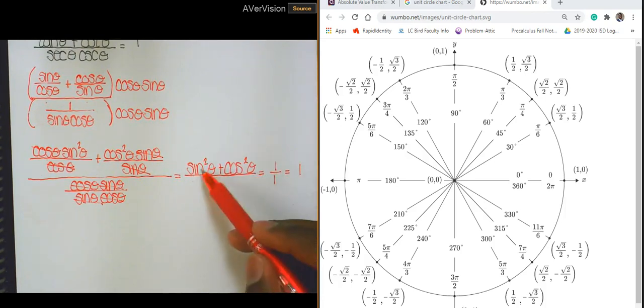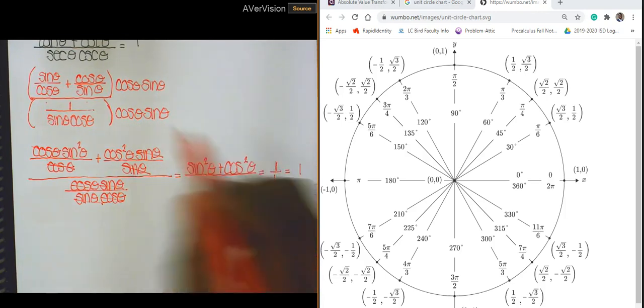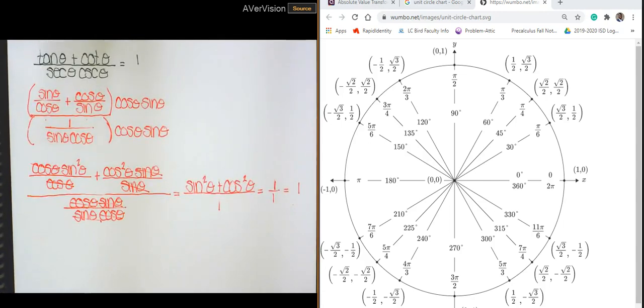Pythagorean's theorem says sine squared plus cosine squared is equal to 1. So we get 1 divided by 1, which is 1. And that is what we're trying to get to. Not for the problems that I give you. Your job will be to make sure that they equal the same thing. So each problem I give you will work out.